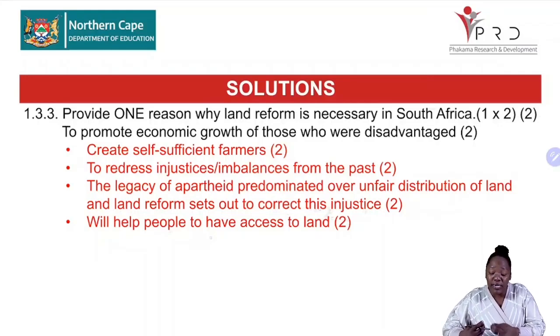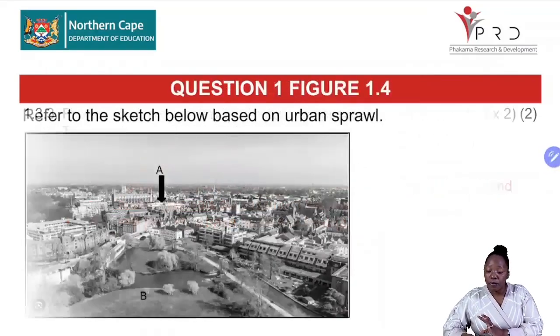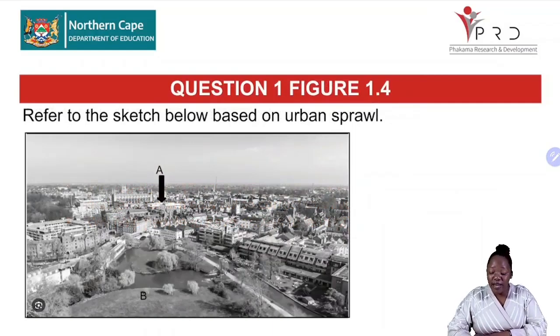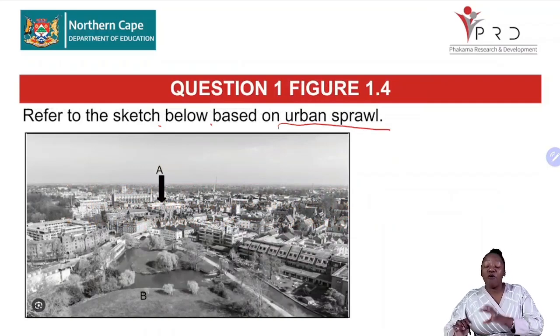They will not be dependent on the government. Then we now move into figure 1.4. Your figure 1.4 says refer to the sketch below based on the urban sprawl. So again, before you can even look at the question, you read the statement. It's saying it is based on the urban sprawl. So right now you should think, what have you learned about the urban sprawl?